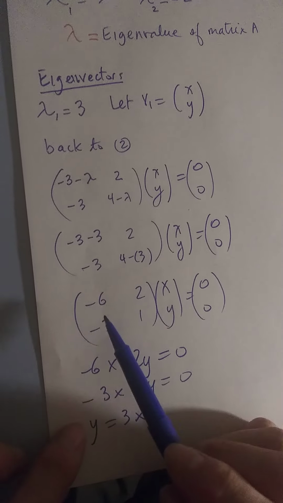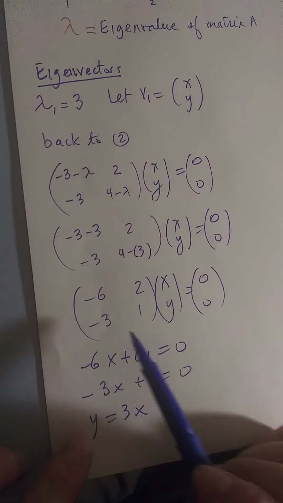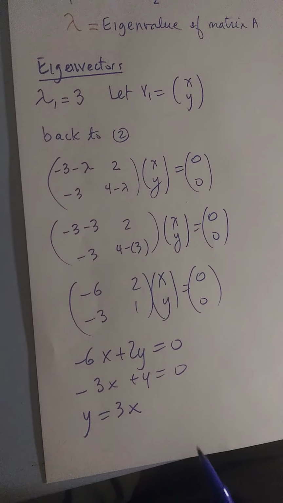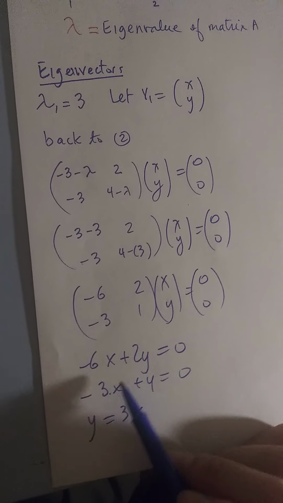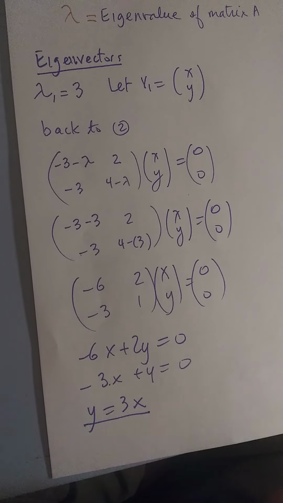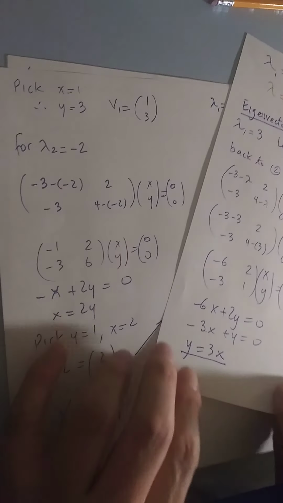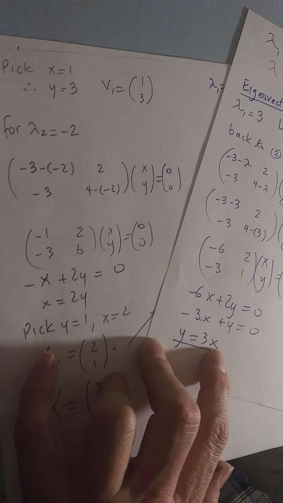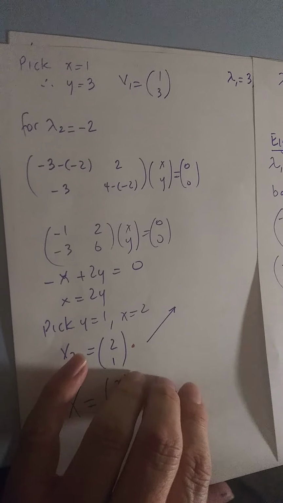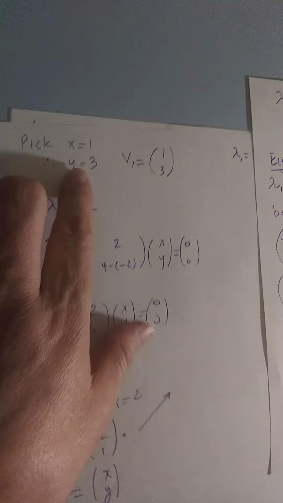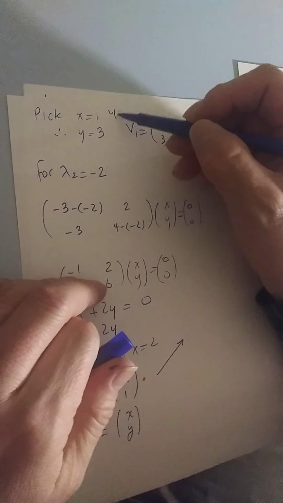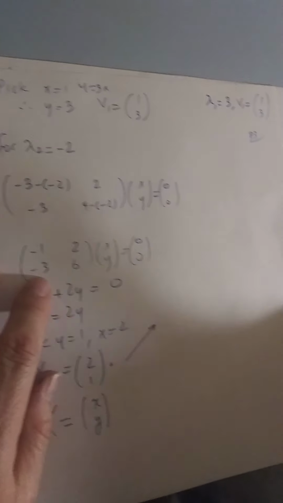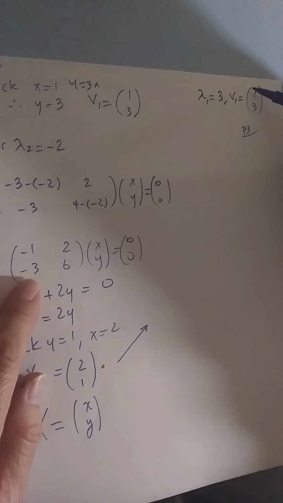First equation will read minus 6x plus 2y equals 0. Second equation will read minus 3x plus 1y equals 0. If you look at the second equation, we can take 3x to the right side, and that will give us y equals 3x. In y equals 3x, we're free to choose x or y, any number, because we're only looking for the direction of the eigenvector. I'm going to pick x equals 1. If I pick x equals 1, then y equals 3. So my first eigenvector is 1, 3. The eigenvalue was 3. The eigenvector was 1, 3.